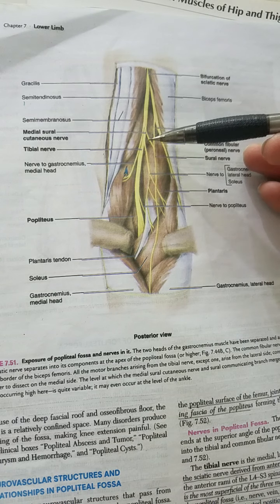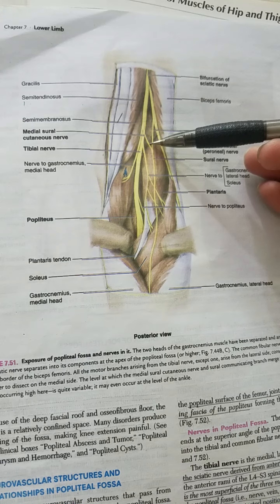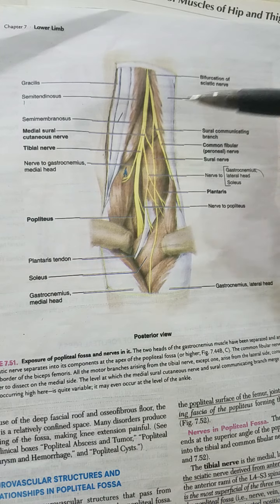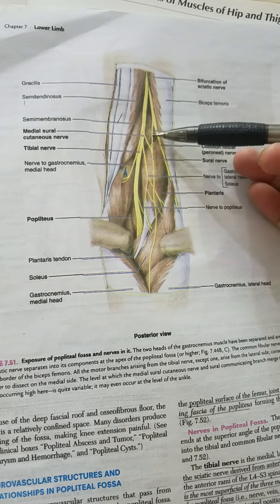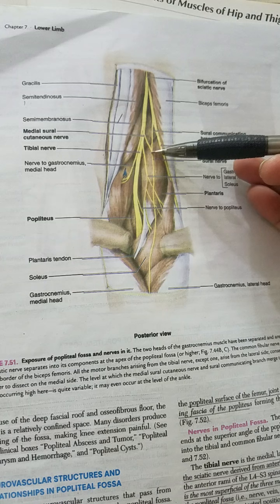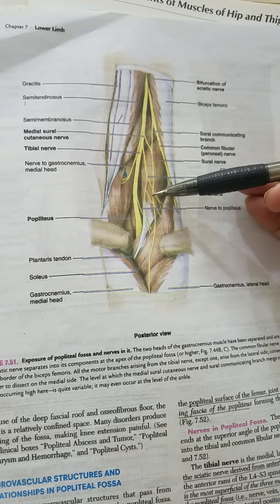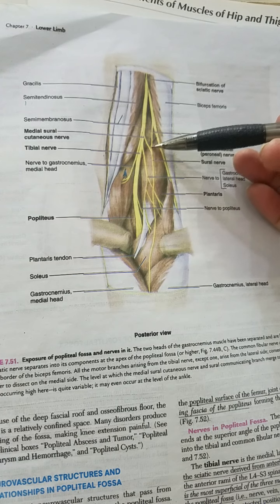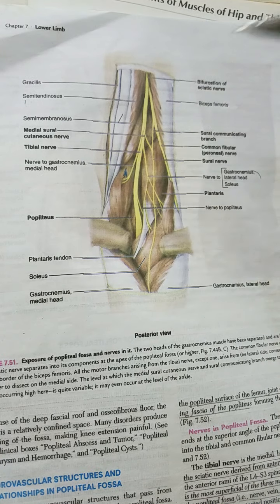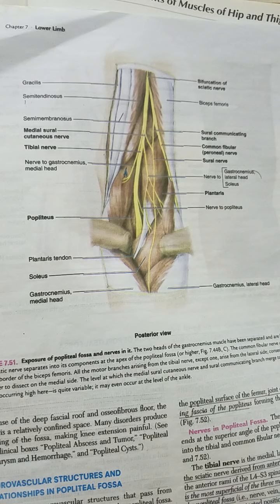So here you can see the medial sural cutaneous nerve. From the lateral sural cutaneous nerve, you have the sural communicating branch, and this would be the sural nerve, right? So these are present in the superficial fascia, and along with that, you can't see it here, but the small saphenous vein is also present in this superficial fascia.